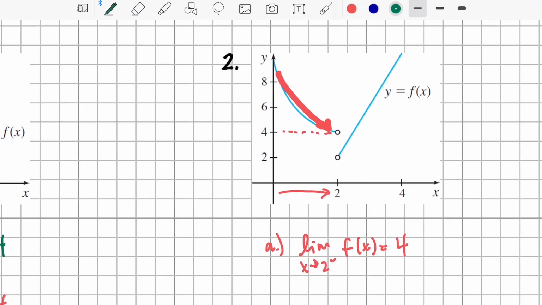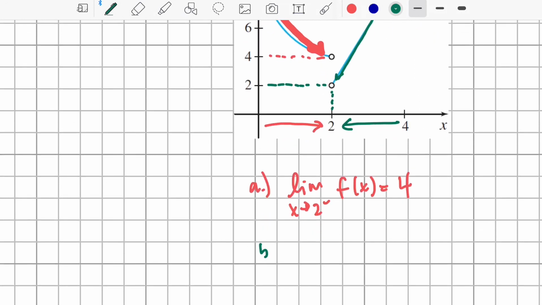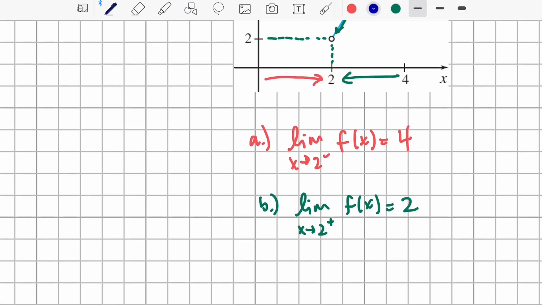Now, we want to approach 2 from the right. As we approach 2 from the right, follow your graph. What y value is it approaching there at 2? So the limit is 2 as x approaches 2 from the right. So B, limit as x approaches 2 from the right of f of x equals 2. So the one-sided limits are different.